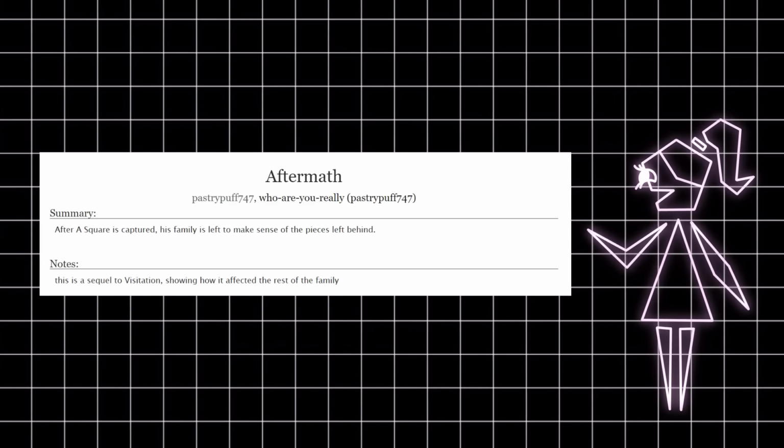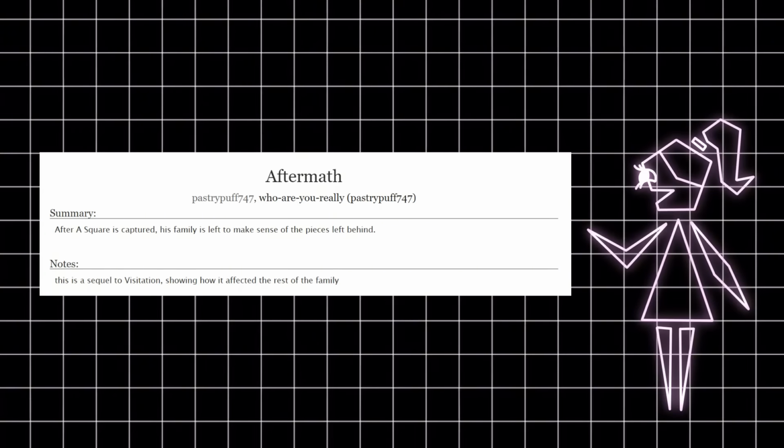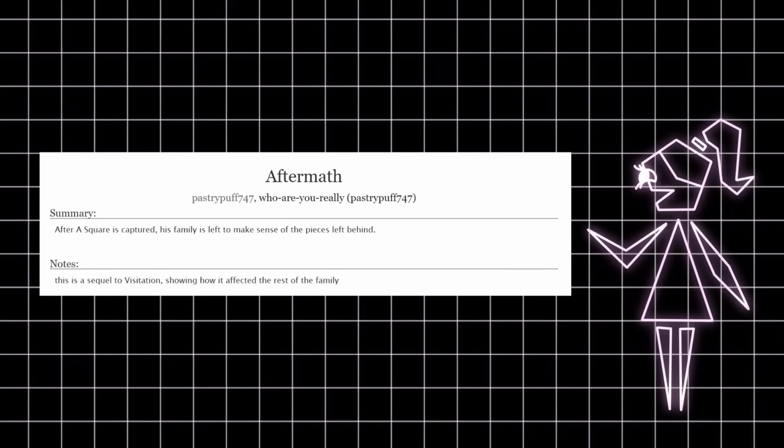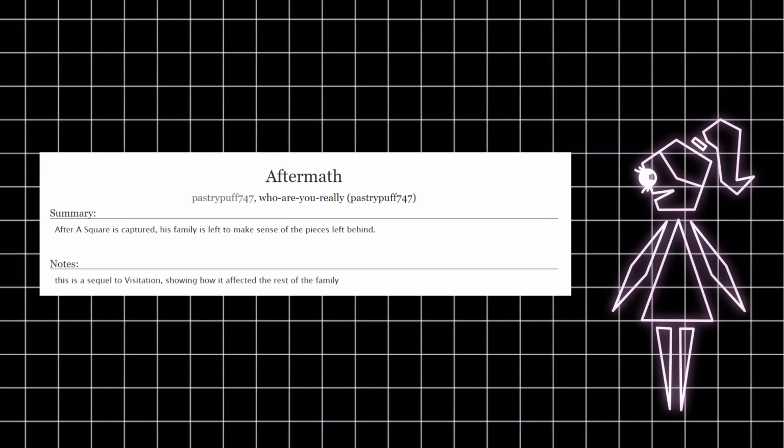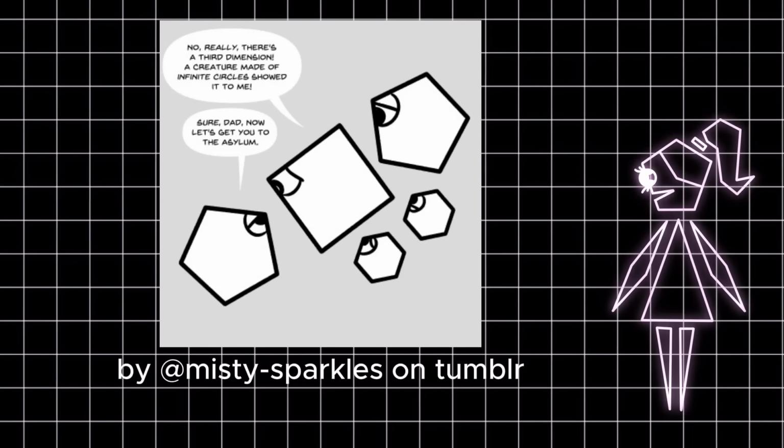And the final one I'm going to mention explores the perspective of A Square's son and wife after he gets thrown in prison. It's not very long, but it is fun to see what happened to A Square's family in the aftermath of his sentence. That was something I always kind of wondered about.